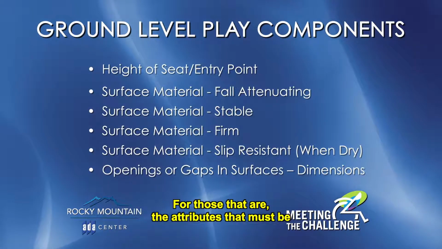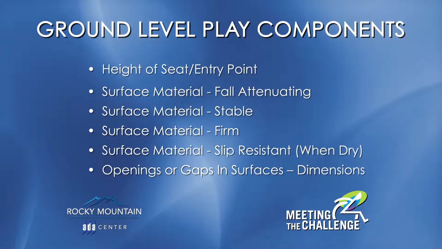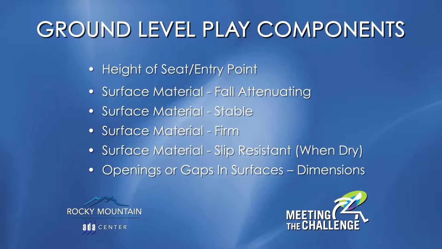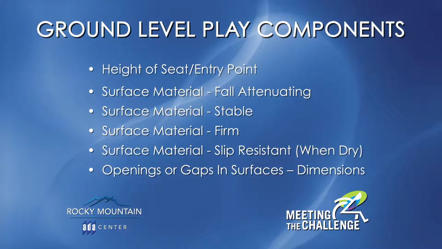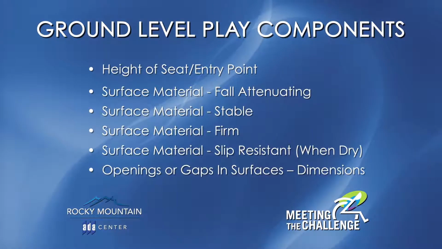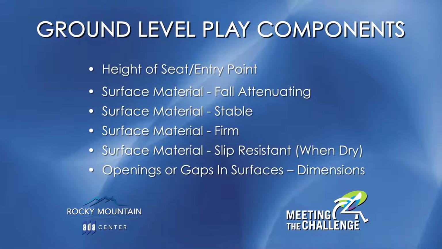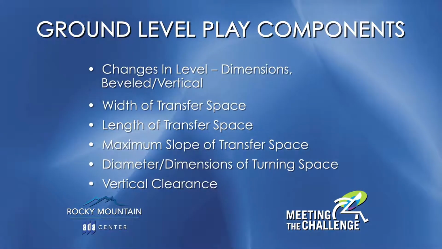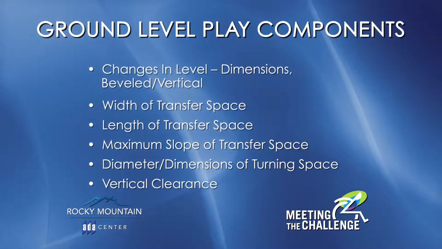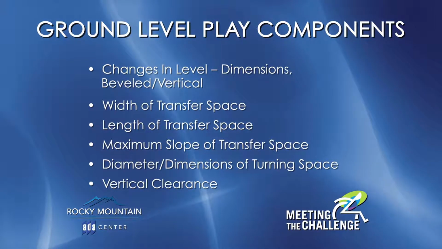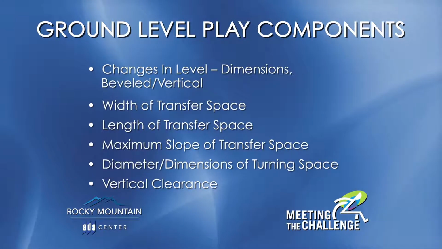For those that are, the attributes that must be observed or measured include height of seat entry point, surface material, fall attenuating, surface material, stable, surface material, firm, surface material, slip resistant, openings or gaps in surfaces, changes in level, width of transfer space, length of transfer space, maximum slope of transfer space, diameter dimensions of turning space, vertical clearance.